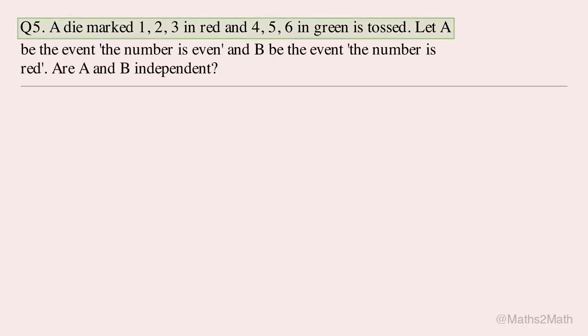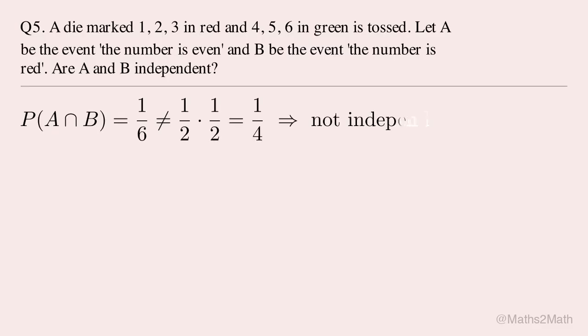Question 5. Color versus parity on one die. Again, intersection against product. A is 2, 4, 6, and B is 1, 2, 3, each with probability a half. But their overlap is only the number 2, probability 1/6, while the product is a quarter, not independent.